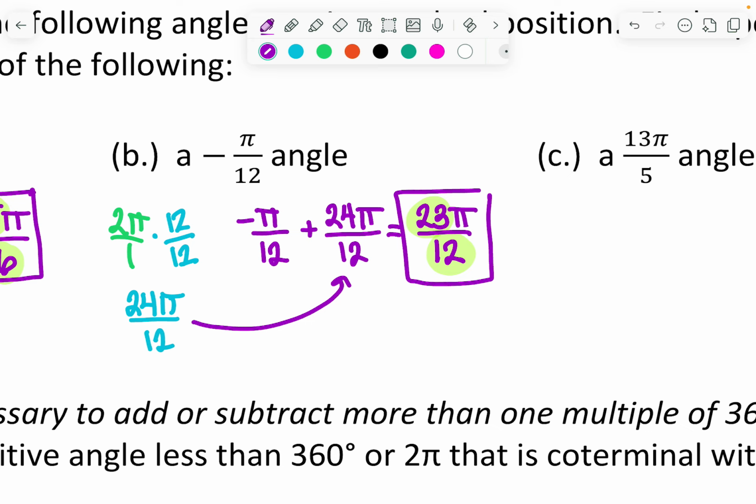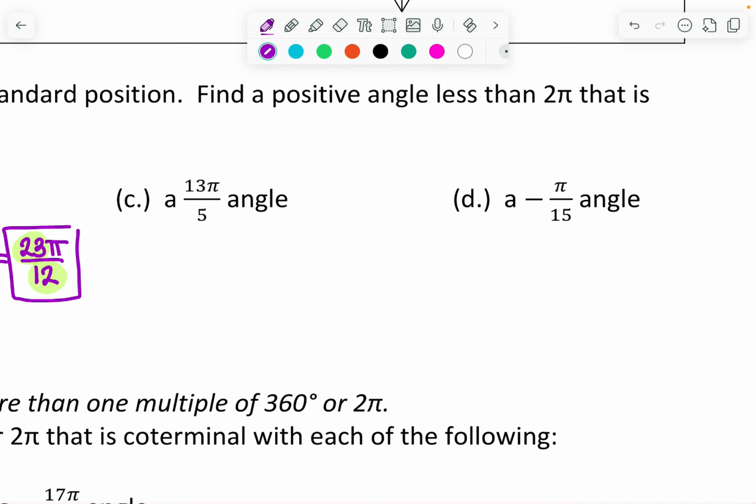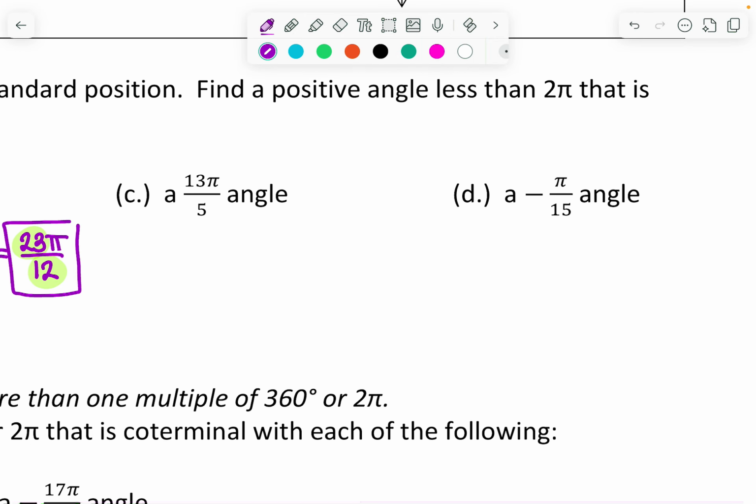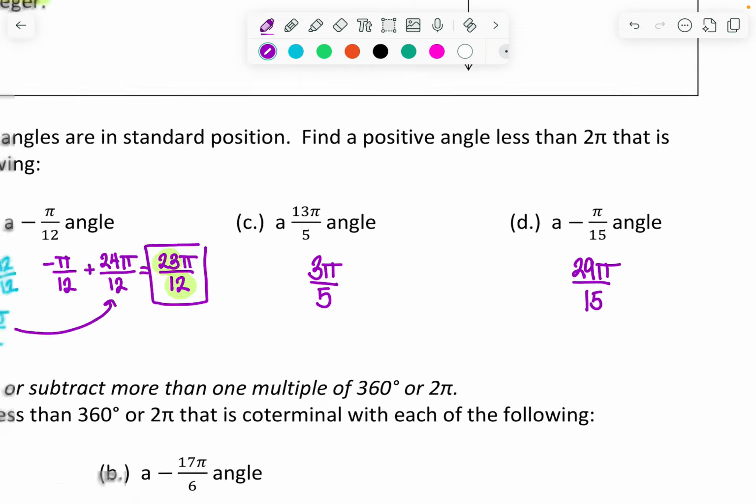Okay? Pause your video and see if you can get the answers to C and D. I'll write them down, but you can go check the work on the PDF file if you want. C, we should get 3 pi over 5. And D, we should get 29 pi over 15. Okay? Again, these are worked out in the PDF file if you want to see the steps.